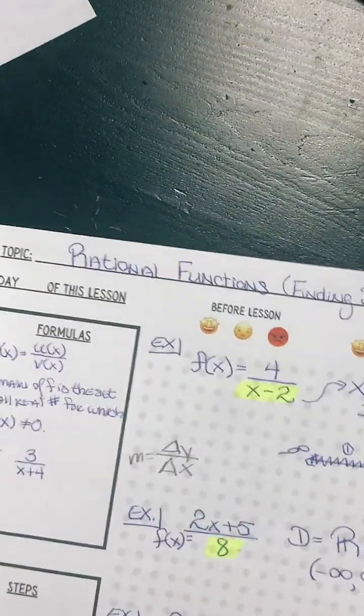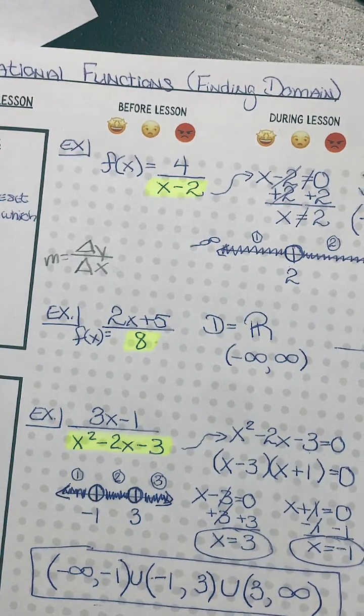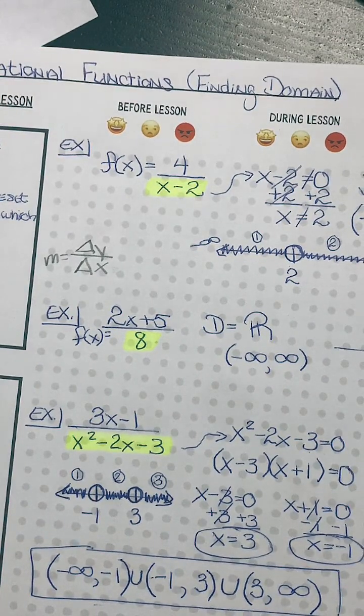So to figure out your domain, when do you use square brackets? When you're including those points. Okay, when you're including those points.